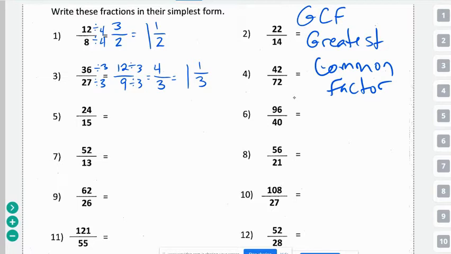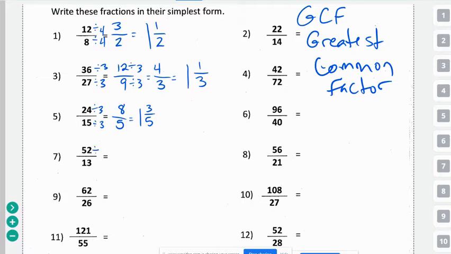24 divided by 15. They both can be divided by 3. 24 divided by 3 is 8, and 15 divided by 3 is 5. 8/5 can be simplified to, so we got 5 can go into 8 once with 3 left over. So 1 3/5. For number 7, 52 divided by 13.